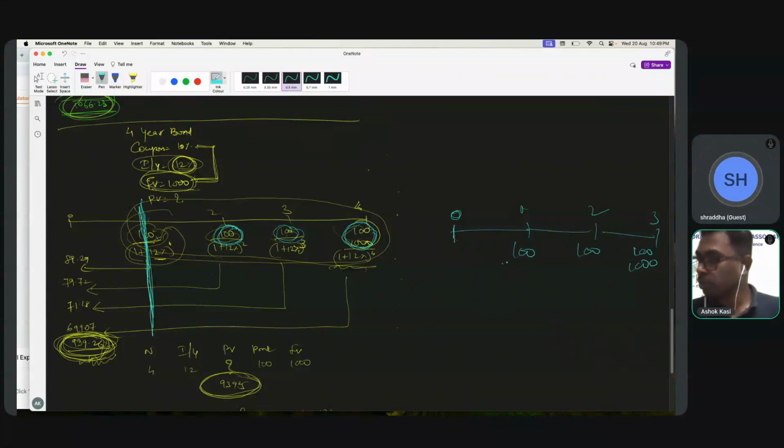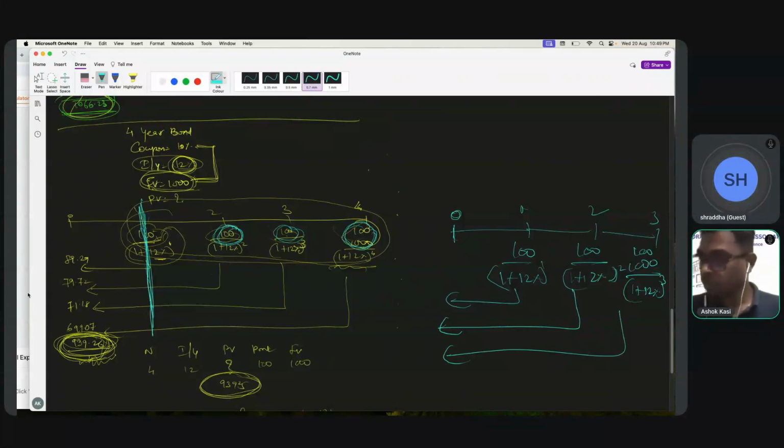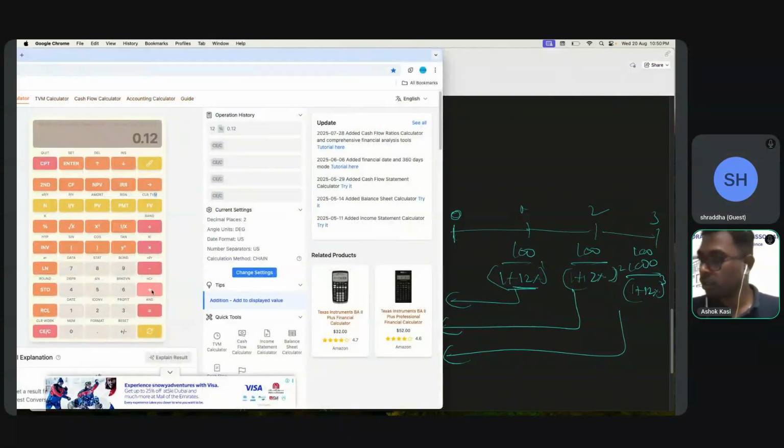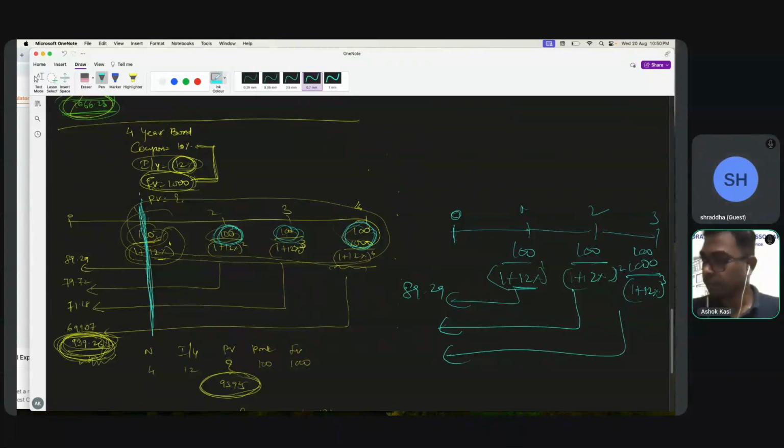So what will that person do? That person will calculate like this. First one: 12 percent plus 1, raised to 1, inverse, into 100. 89.29, I'll keep it in store 1.